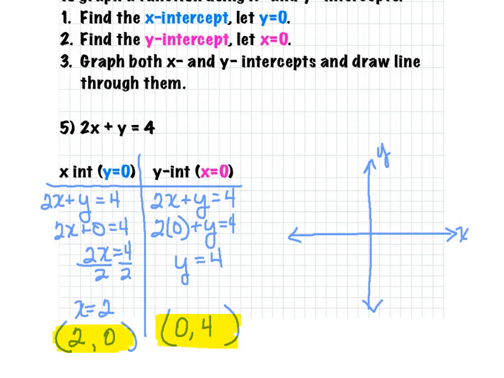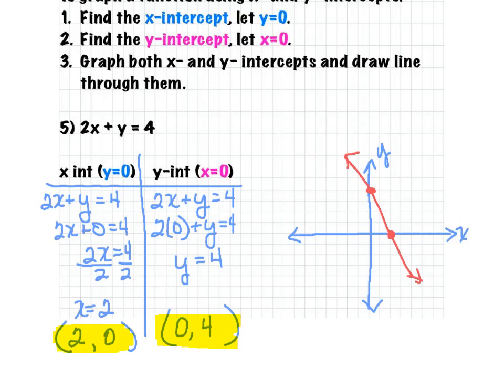Okay, let's go ahead and plot the x-intercept. The x-intercept is at positive 2. That's there. And the y-intercept is at positive 4. That's there. So let's go ahead and draw our line. Use a straight edge, lay down a straight edge, and draw that line right through those 2 locations. So that's how you would graph a linear equation using x and y intercepts.